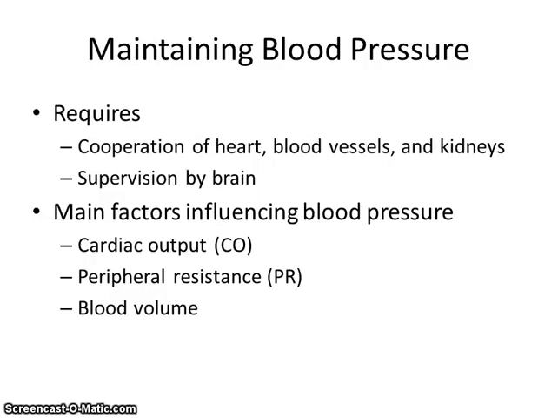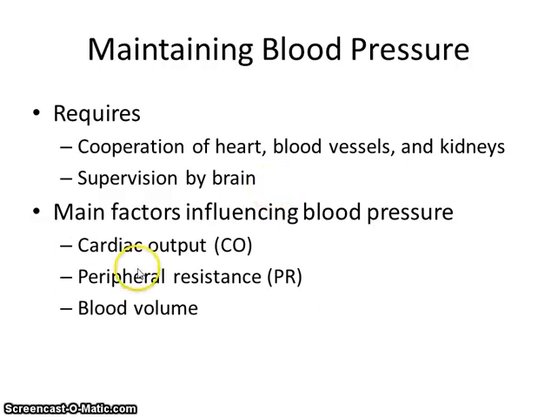So how do we maintain normal blood pressure? Well, you have to have your heart, blood vessels, and kidneys working together. You'll also have your nervous system supervising as well. The main factors that influence our blood pressure are cardiac output. So remember cardiac output, how much blood is moving through a ventricle each minute. And that's based on your heart rate and the stroke volume, how much blood is moving through your ventricle each time it contracts.